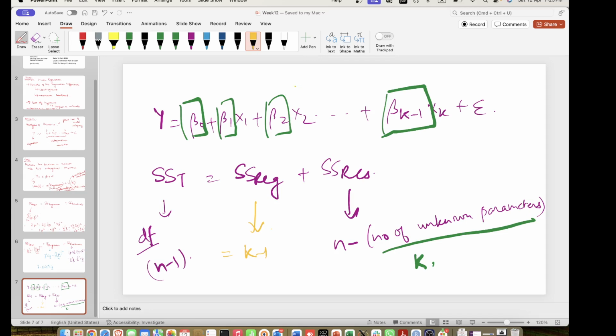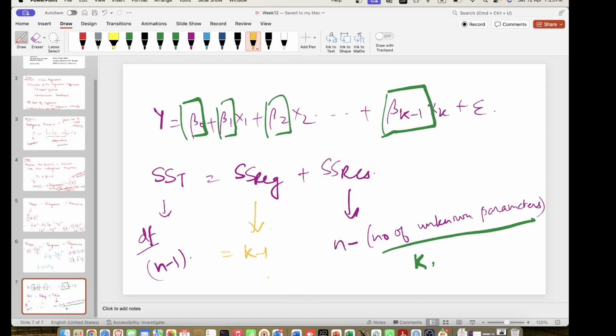So if you had here p parameters, beta naught to beta p, then you would have had p plus 1 or something like that. So the number of unknown parameters, whatever letter you use, that is the df of your sum of squares due to residuals. Okay, and k minus 1 is going to be the df of your sum of squares due to regression.